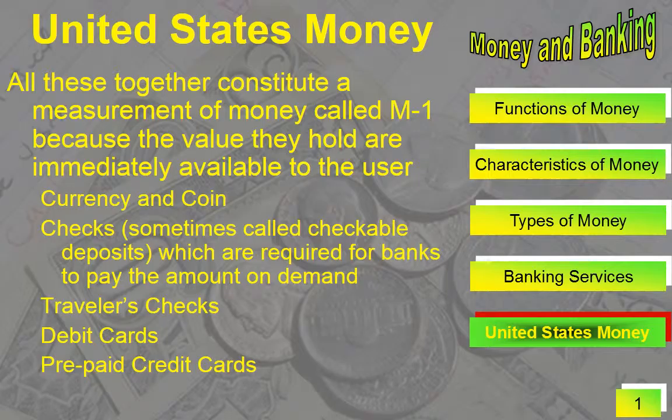Another way would be by check. Pull out your checkbook, write out a check, and it's called a checkable deposit, because the banks are required to pay the amount that you demand of them with the check. So you're standing at the register, you have the money right there on a check. That is also considered to be part of M1.